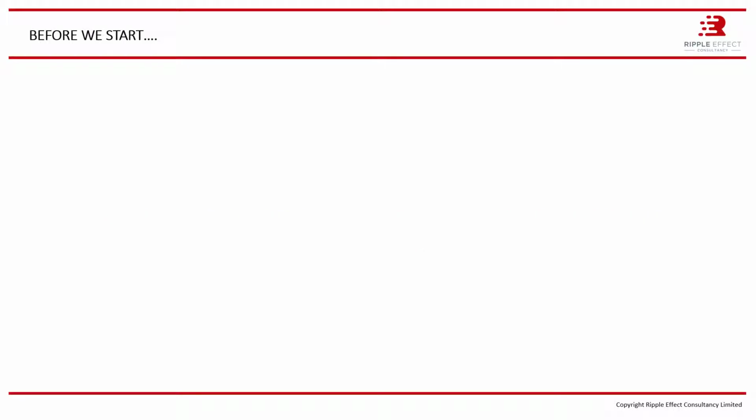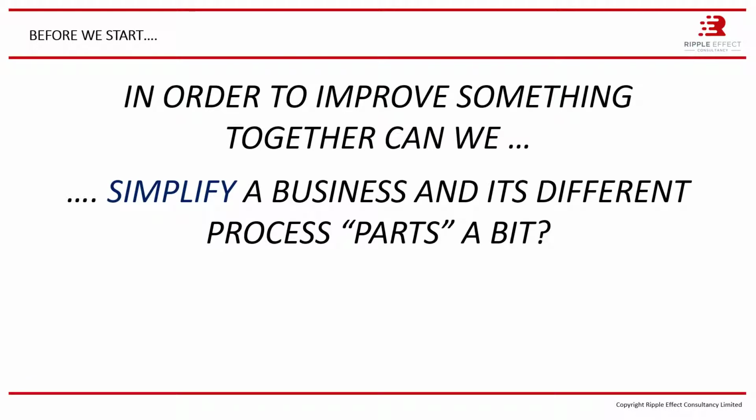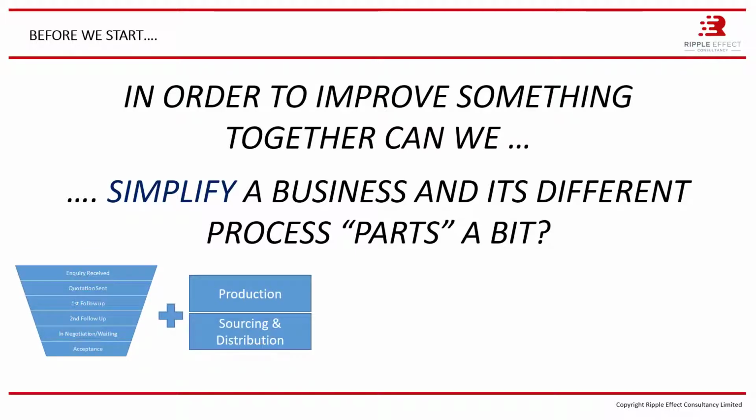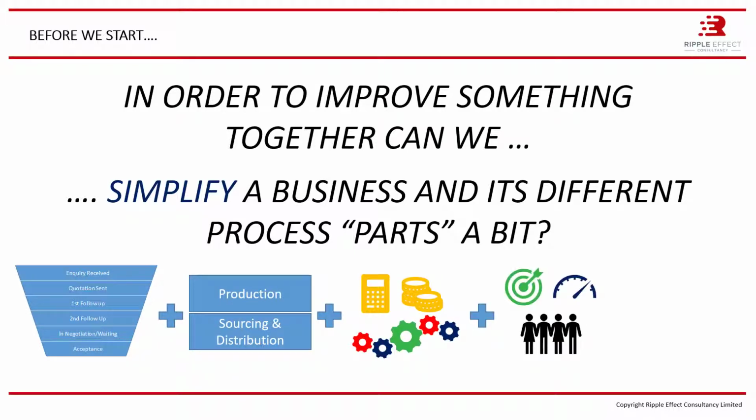Before we start a journey to look at how we can improve different business processes with digital tools, it would be good if we can simplify a business and its different process parts a bit. So for example, we have the sales funnel and we have the production or the sourcing and distribution. We have the financial parts of a company which just need to work, and we have those ad hoc processes like recruitment from video 1, which will take place not so often, but when they do, it's important to get them absolutely right. Added to this, we have logistics, purchasing, communication, travel, compliance, marketing, mergers and acquisition, etc.